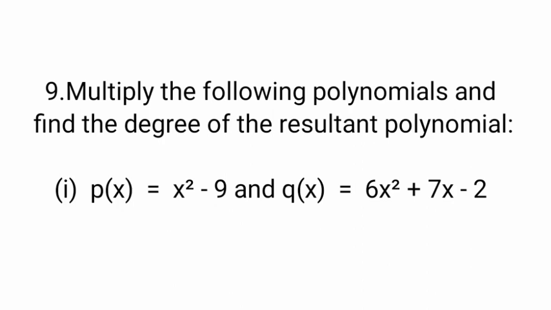Today the chapter is Algebra, continue exercise 3.1. Question number 9. Multiply the following polynomials and find the degree of the resultant polynomial. First one, p of x equal to x square minus 9 and q of x equal to 6x square plus 7x minus 2. Now you see the question is multiply the following polynomials and find the degree of the resultant polynomial. Can you understand the question?